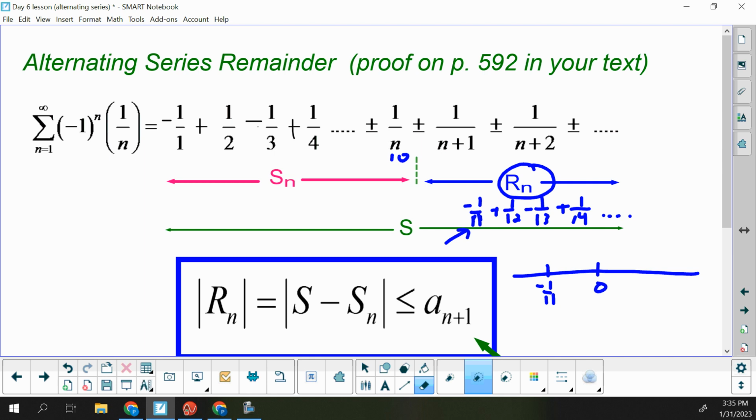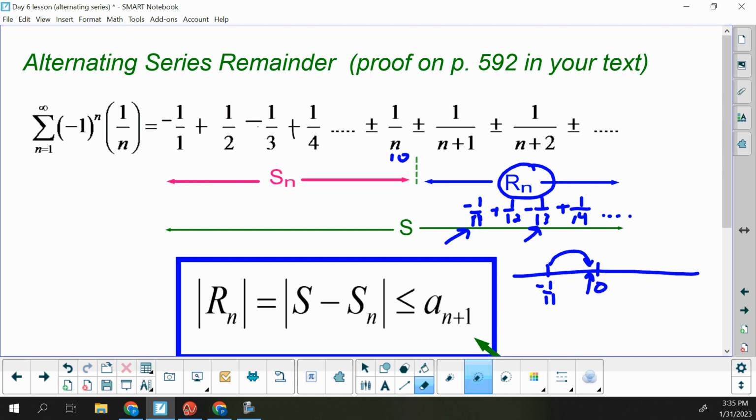Well, if I add on 1/12th to that first remainder term, 1/12th's absolute value is a little bit smaller than 1/11th. So basically what will happen is by adding them together, it's going to put our remainder somewhere around here.